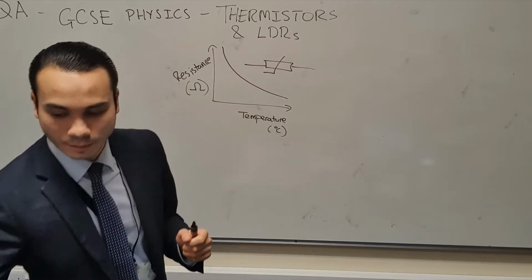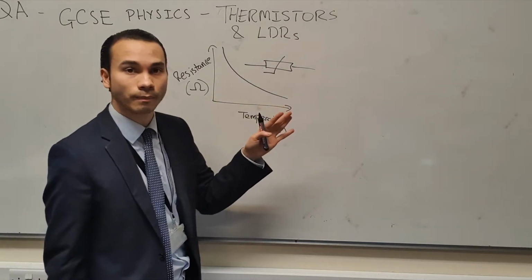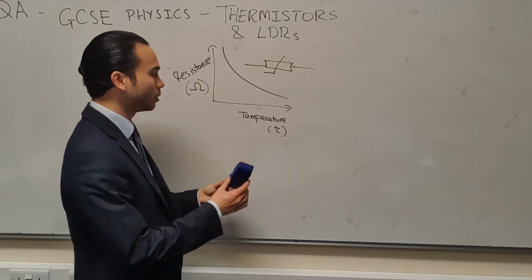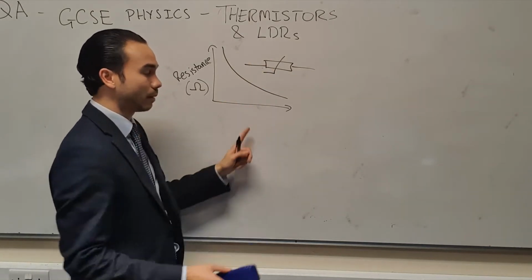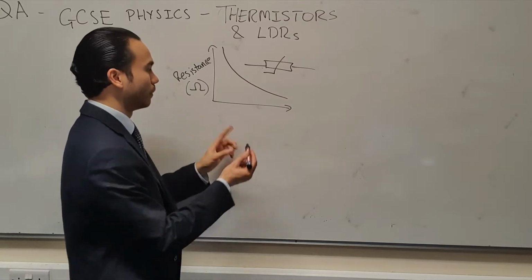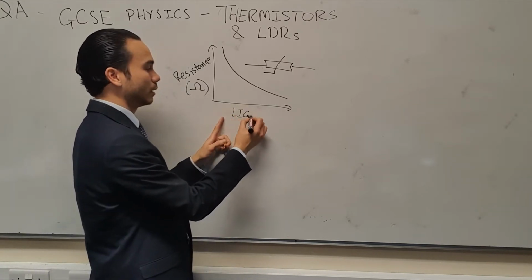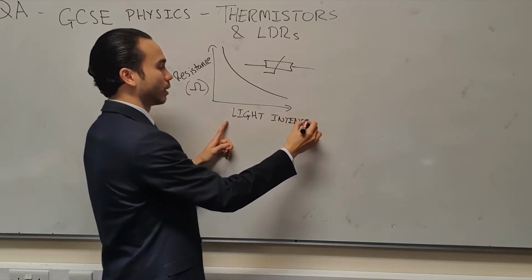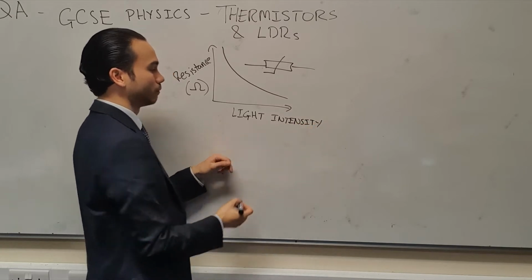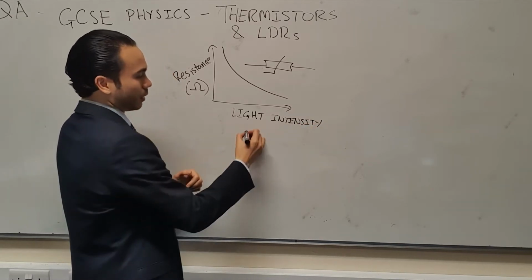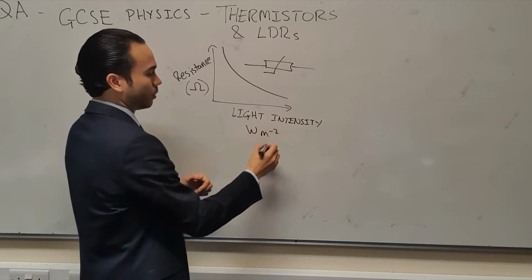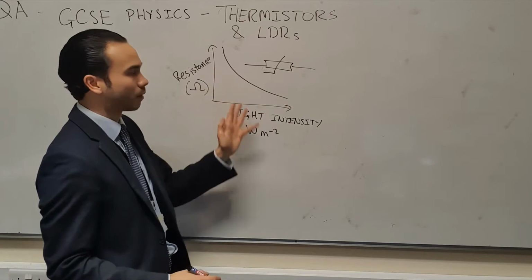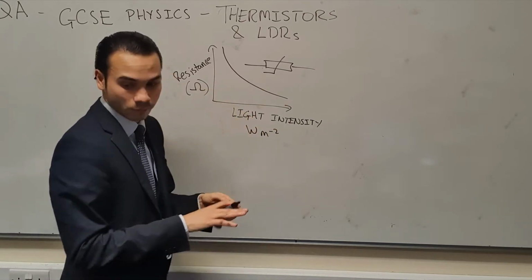The other device, and look, this is how simple it can be to memorize what an LDR does. All I'm going to do now is change my temperature label to light intensity, so measuring the light level. We use a unit here, watts per meter squared. Don't worry about the units too much, but this is a measure of how much light our LDR receives.